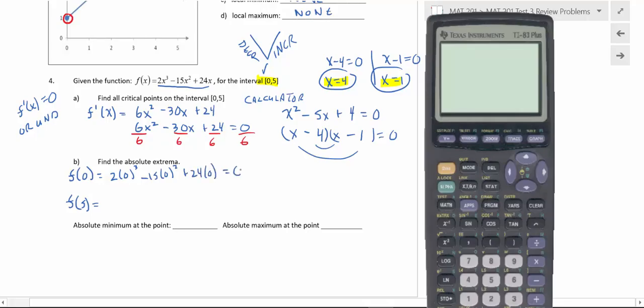Okay, and that works out to be 0. So that actually gives you a point, (0, 0). And I'm going to highlight these points as we do these. Now I'm going to go to f of 5.